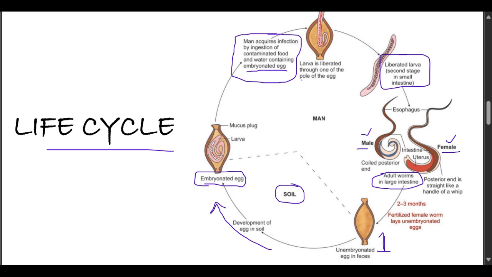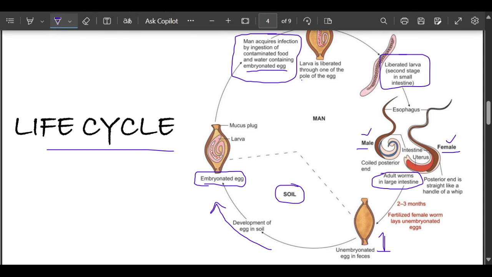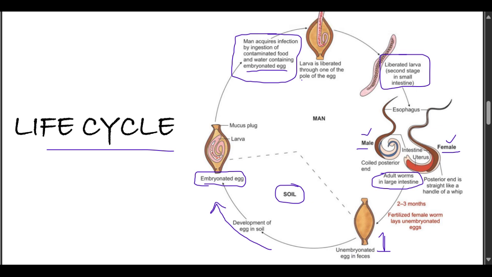After that establishment and maturation, in 2 to 3 months, the fertilized female worm will again lay embryonated eggs, as we can see here. So that is the life cycle of Trichuris trichiura.